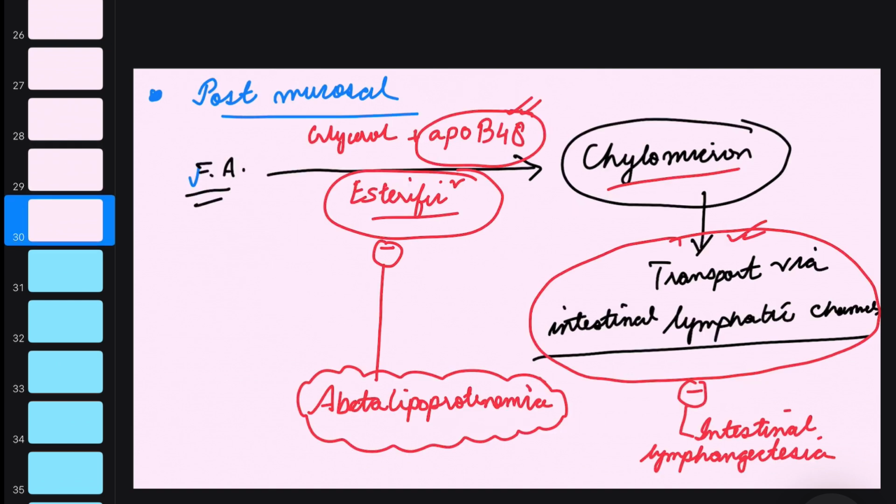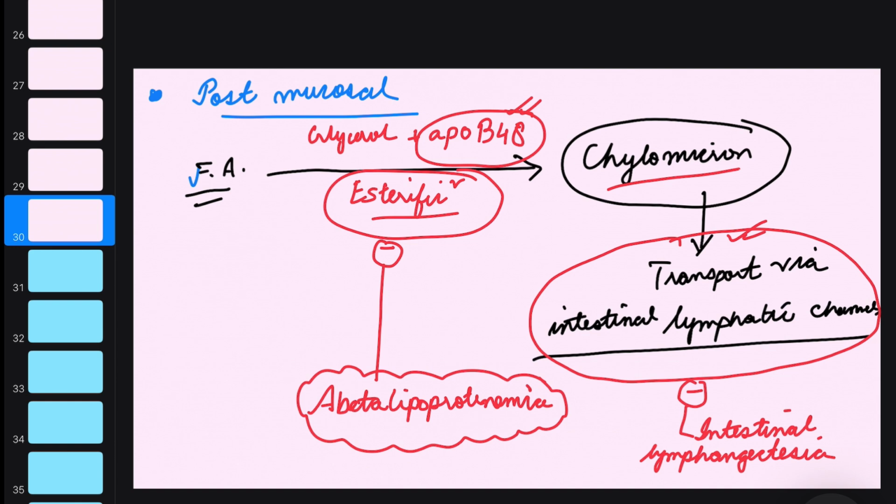Then, in the post mucosal phase, I said that chylomicrons are formed from fatty acids, because fatty acids themselves cannot be transported via the lymphatics. Just like they could not be absorbed as such, and we needed micelle formation for absorption, we need chylomicrons for their transportation via the intestinal lymphatic channels. This is the postmucosal part of fat absorption.